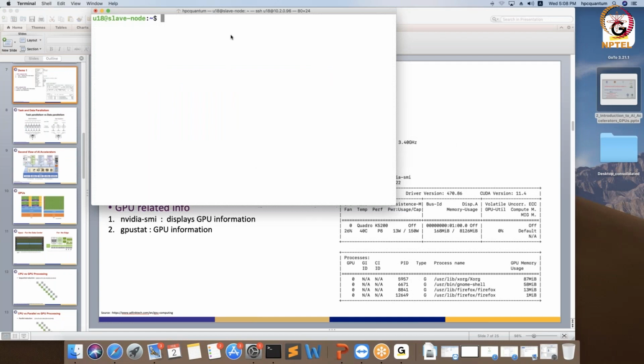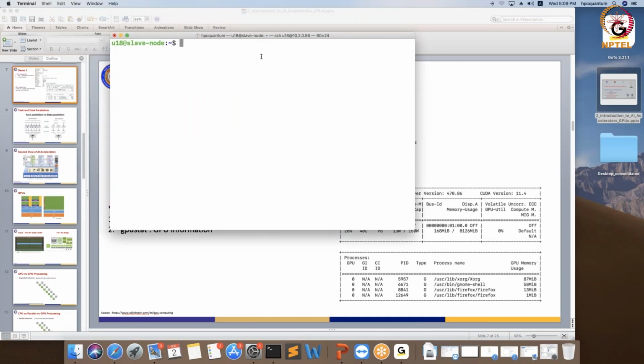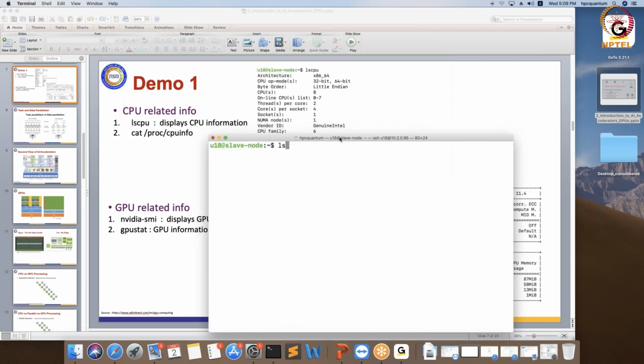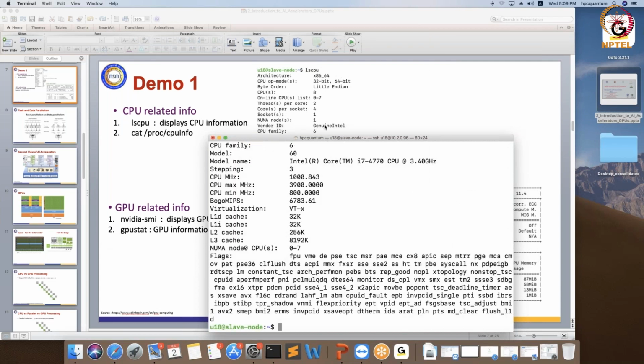Now I hope this command prompt is visible to everyone. Yes, it is. Okay, so now this is a GPU system, just a workstation with a GPU. We'll try to do 2 things now. First, we'll try to understand what type of CPU this has got.